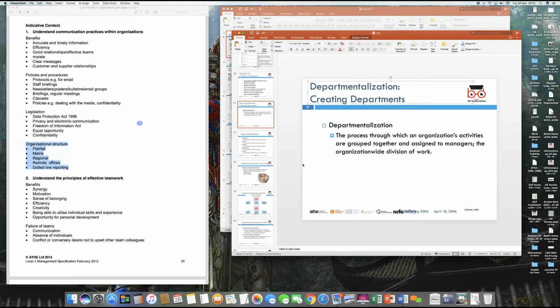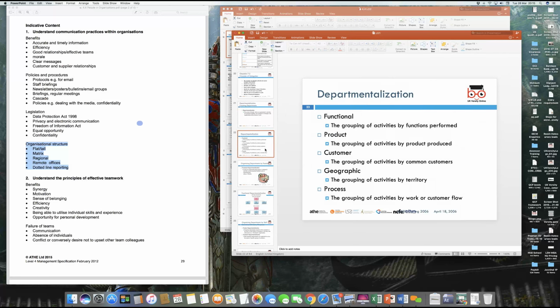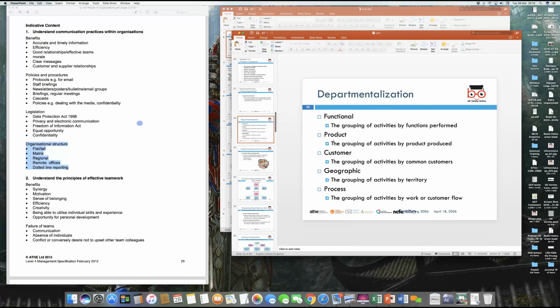And each department is going to be headed by, say, a manager or a supervisor, depending on the size of the organization. And when you have these departments, they are grouped into different categories like function, product, customer, geography, and process. So a functional department would be when you're grouping the activities by functions performed. That is where you will see an example of a car manufacturing company or an automobile manufacturer in particular, wherein all the functions of assembly would happen on the production floor.